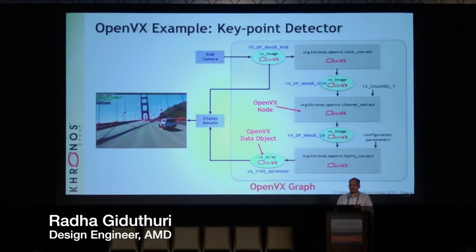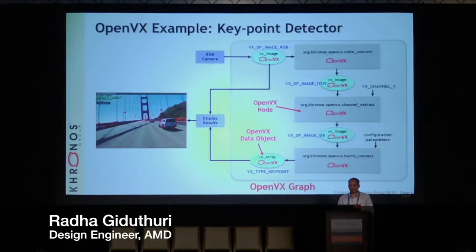Just to get started, I want to start with a simple example so I can illustrate some of the terminology here. Here is an example where an image is coming from a camera, an RGB image, and then we're going to detect some features, such as some kind of corners, and then blend it, overlay it onto the image, and display it in the output.